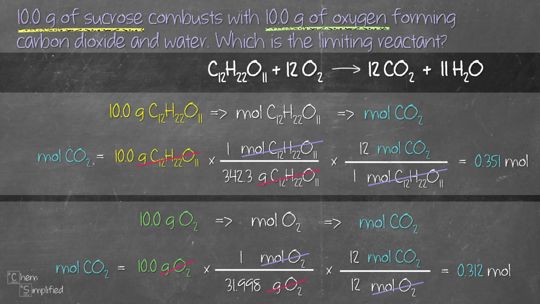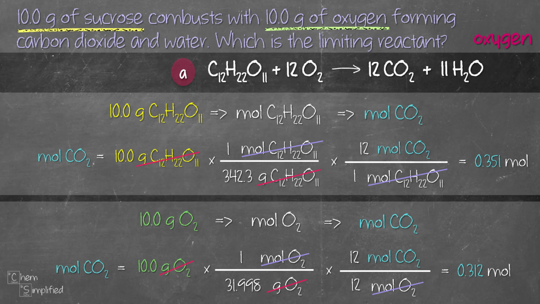Since limiting reactant is the reactant that limits the amount of product formed, that means the reactant that produces the lesser amount of CO2 will be the limiting reactant. In this case, it must be oxygen because oxygen only forms 0.312 moles of CO2, whereas sucrose forms 0.351 moles, which is more.